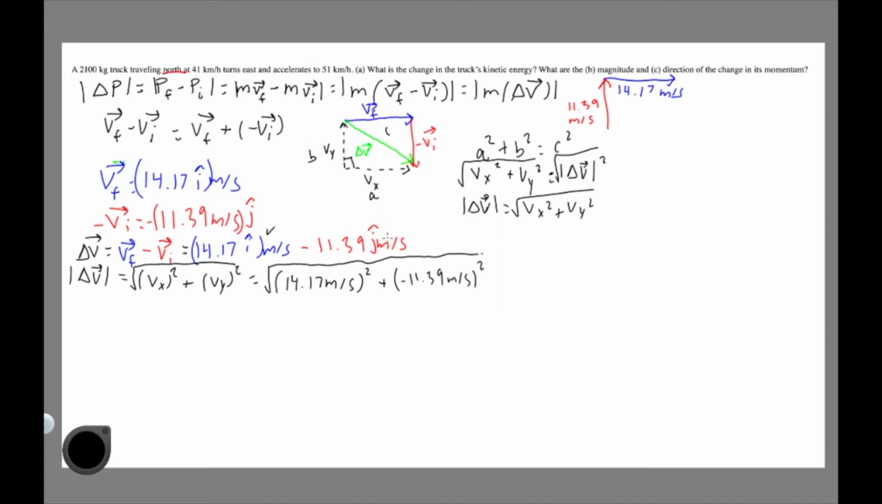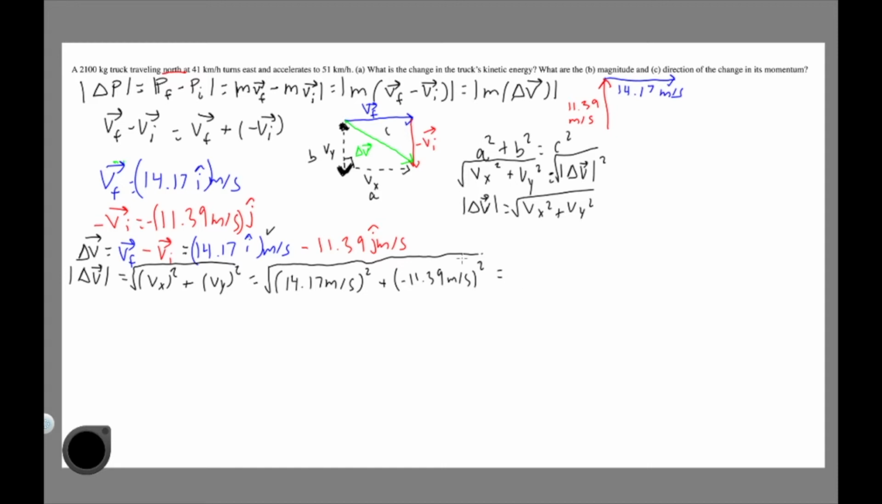Actually, I think this vector should be pointing downwards instead. So ignore this part. This vector should have a downward trajectory. So now let's solve for what's on the inside of the square root sign.